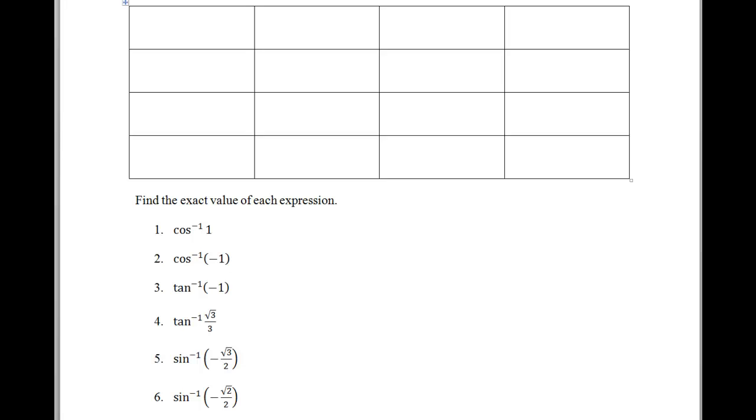This is Mr. Anderson for Math 122 Trigonometry, and today we're going to look at some problems from Chapter 3, Section 1. We're going to learn a little bit about inverse functions of sine, cosine, and tangent.